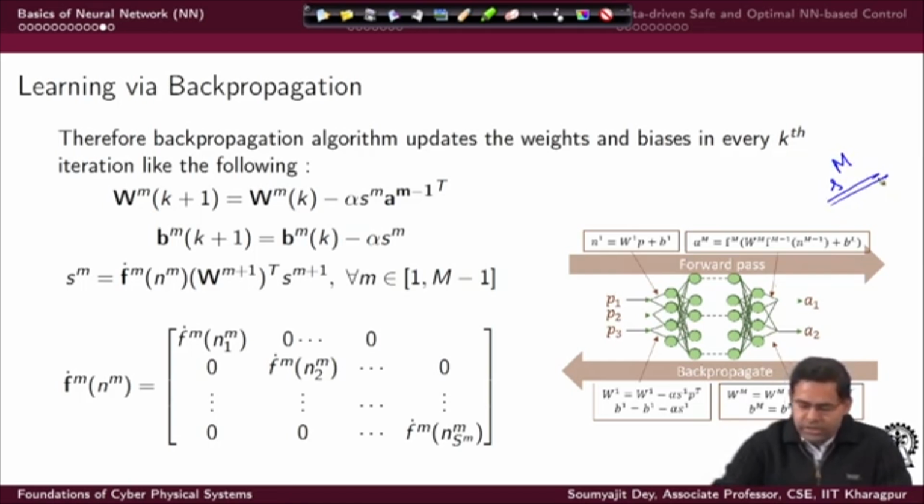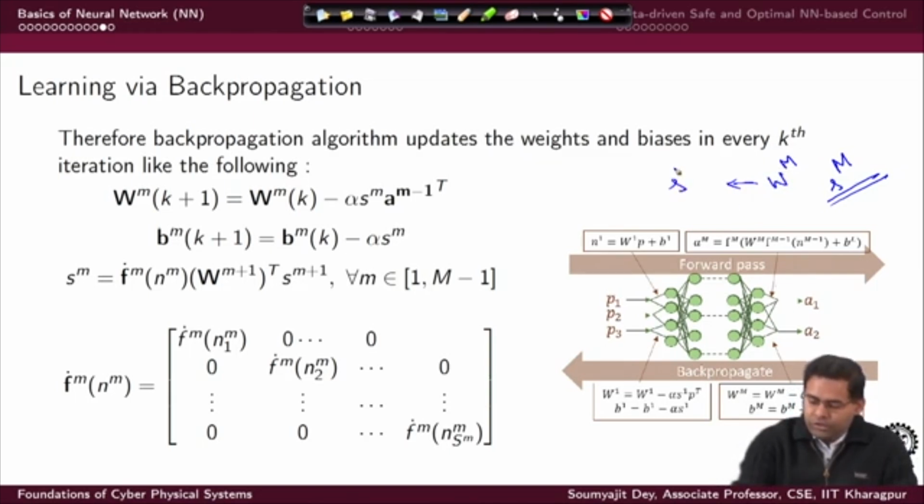So use Sm and this updated value of Wm to compute Sm minus 1, use Sm minus 1 and updated value of Wm minus 1 to compute Sm minus 2, like that. This is what we call a backward pass, and you go back and recompute all the sensitivity values. So that is like an update on the sensitivities.